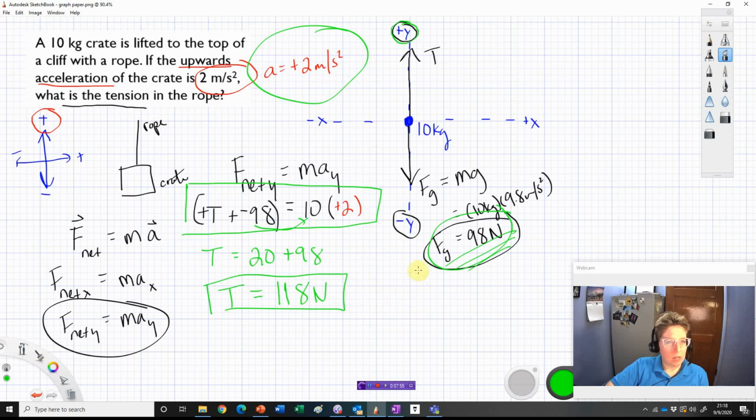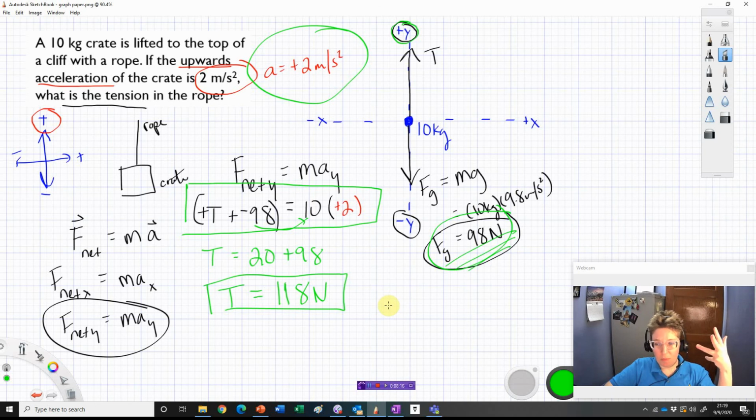Okay. So again, process. Draw a free body diagram with directions. Establish your coordinate system. Write Newton's second law in component form for x and y. Fill it in. Fill in what you know. Fill in what you can.